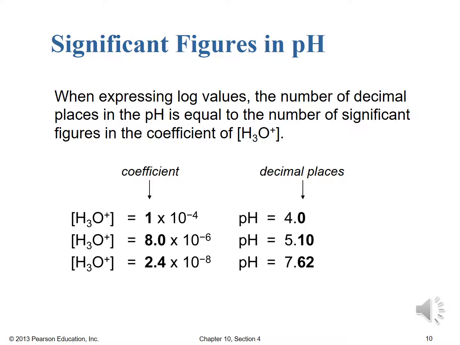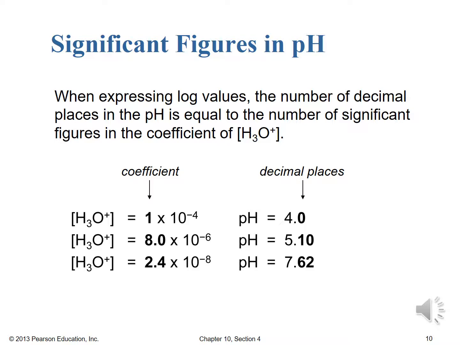When we're expressing these log values, the number of decimal places in the pH is equal to the number of sig figs in the coefficient of the H3O plus concentration. So what I mean by that, if we look here at the actual values, if H3O plus is equal to 1 times 10 to the minus 4, the pH value will have 1 decimal place. So that one value in the coefficient, the 1 sig fig for the coefficient, results in 1 decimal place.